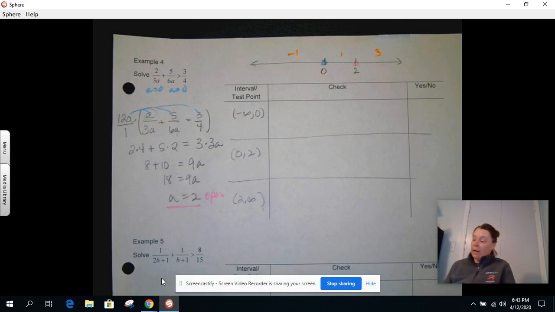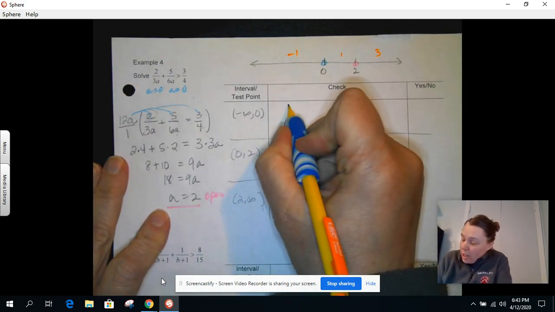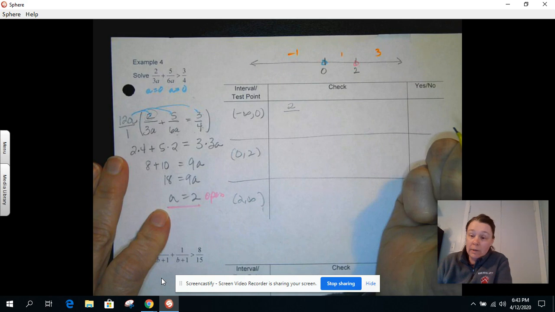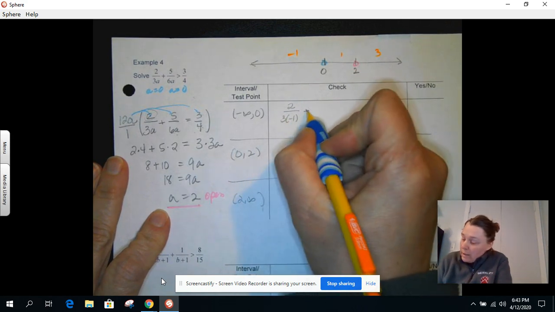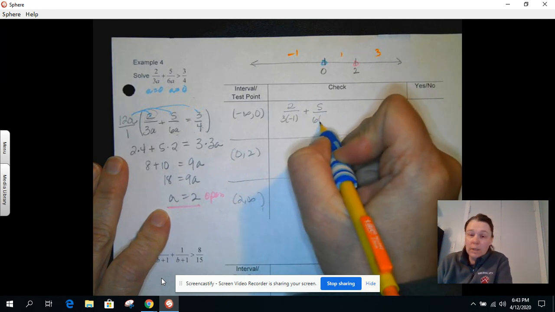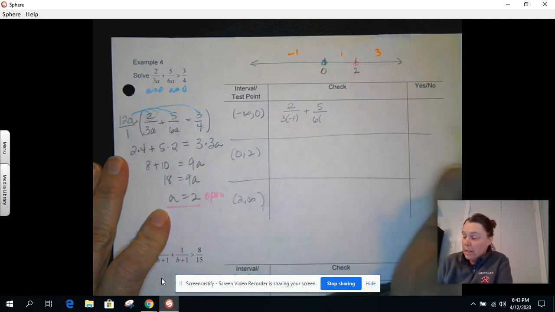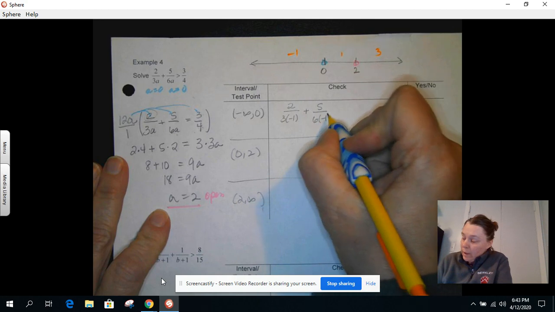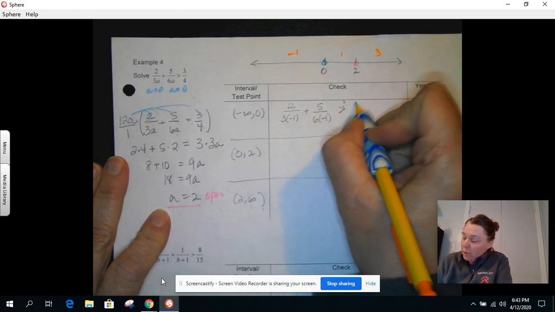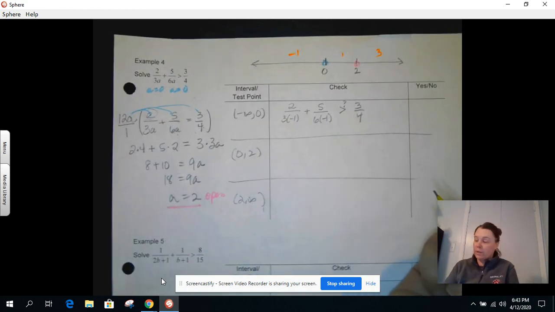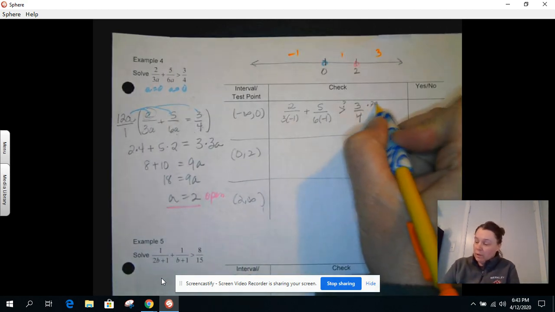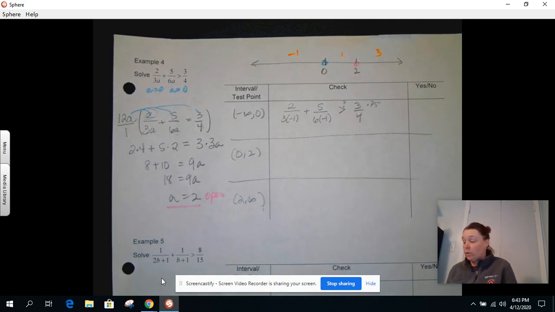Now here it's a little bit more involved when you do the checking because it's not just comparing it to 0 like the last ones were. I need to know, is the left side, in this case, bigger than the right side? So I'm going to plug in, and I want to know, is this greater than 3/4 or 0.75? So you might look at that and say, -2/3 plus -5/6, I don't know. Just put it in your calculator.